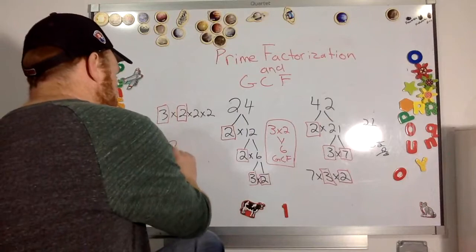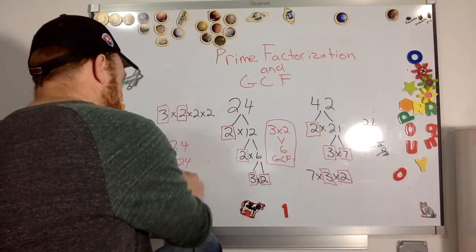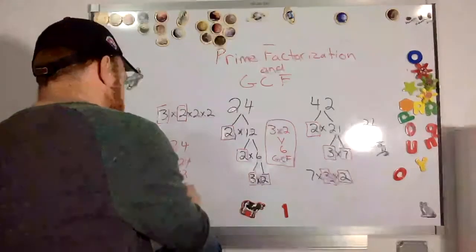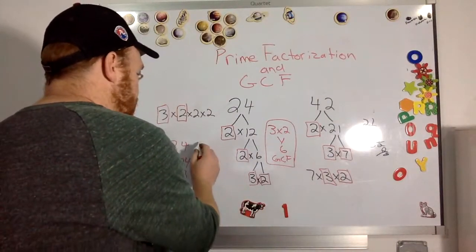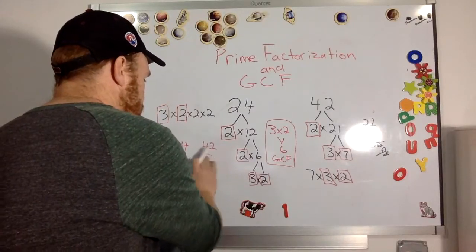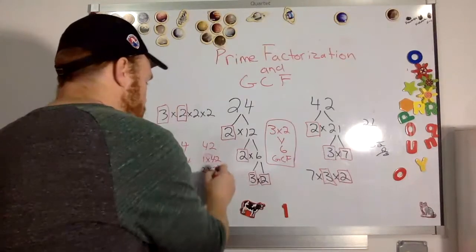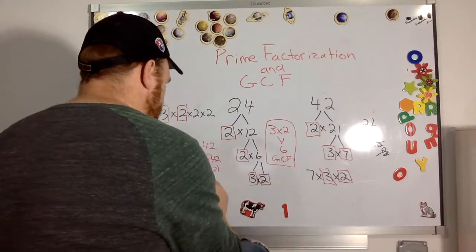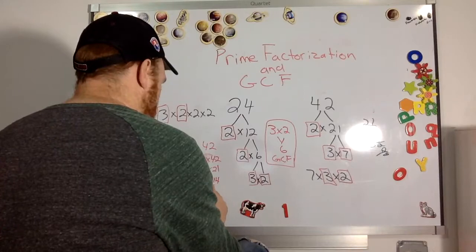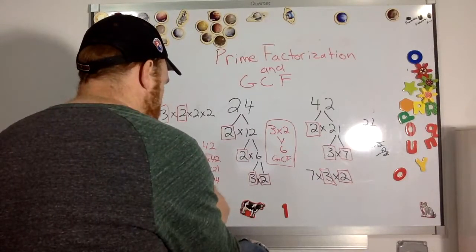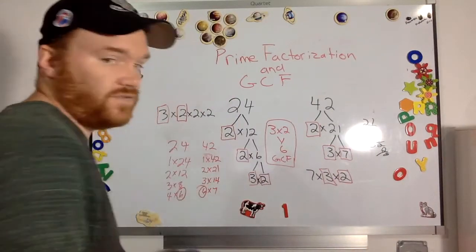If you don't believe that, factors of 24. 1 times 24. 2 times 12. 3 times 8. 4 times 6. Okay, factors of 42. 1 times 42. 2 times 21. 3 times 14. Not 4, not 5. 6. 6 times 7. I have 7. There we go. There's my greatest common factor of 6.